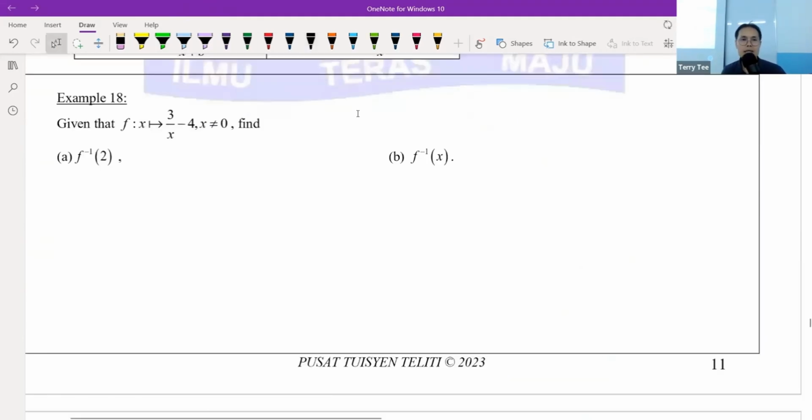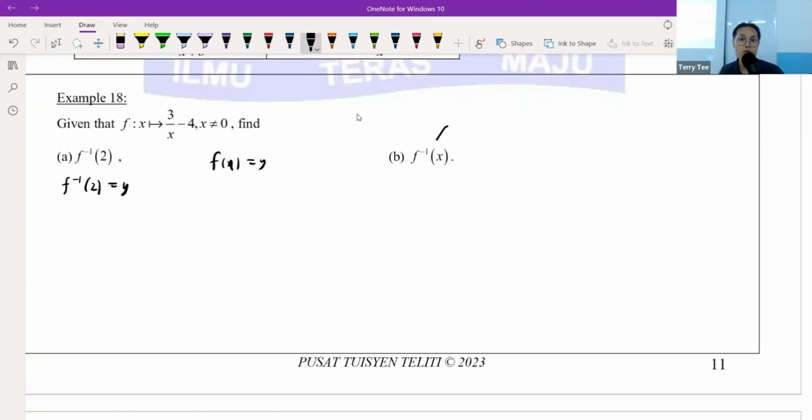Okay, all right. So let's look at example 18. I show you the standard way. I like to use this method because, in the event that you are finding f inverse of a number, you don't have to find the inverse function. A lot of people, if you're using the current textbook method, you need to let f(x) equal to y. You need to inverse a function first.